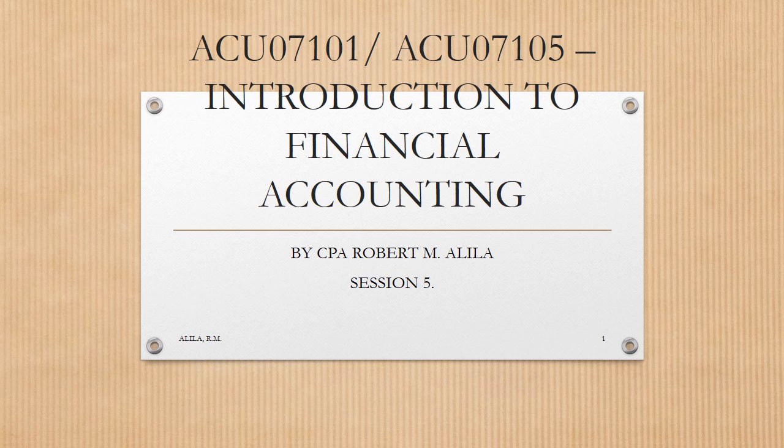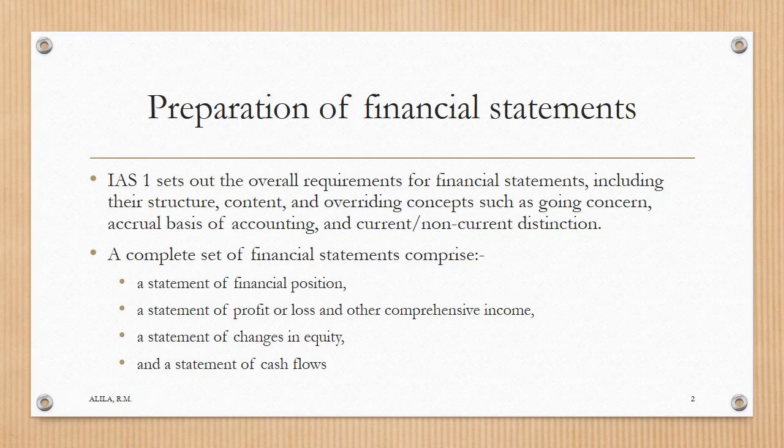Dear class, today let us make a presentation on our preparation of financial statement. The financial statement is given by International Accounting Standard number 1 that set out the overall requirement for financial statement. This includes their structure, the content of those financial statements, and the overriding concepts such as going concern, accrual basis of accounting, and the current and non-current distinctions.